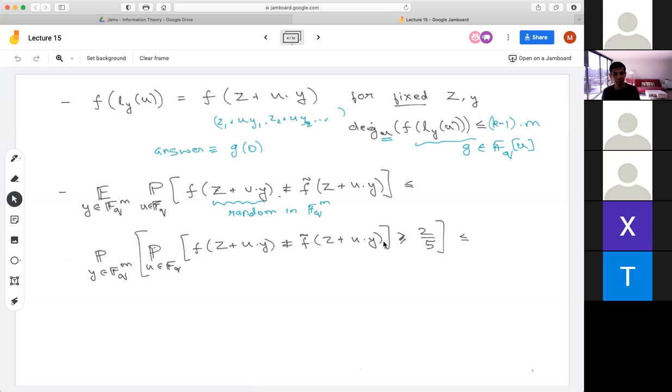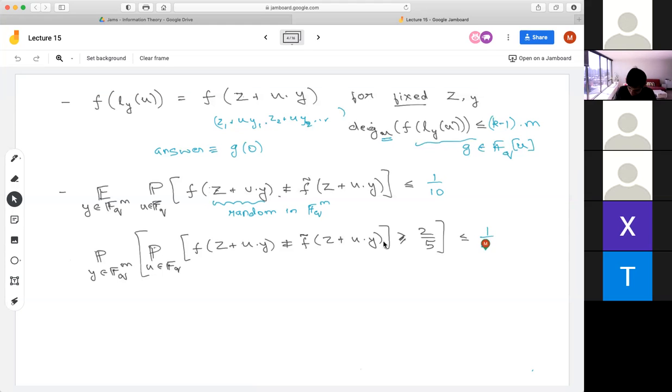For a fixed z, if I look at random u and random y, z plus u times y is just randomly distributed in F2 to the m. And the fraction of corruptions overall on average is 1/10. So the expectation of this probability along a random line is 1/10. And then by Markov's inequality, the probability that for a random y, the line in direction y has more than 2/5 of the values corrupted is at most 1/4.